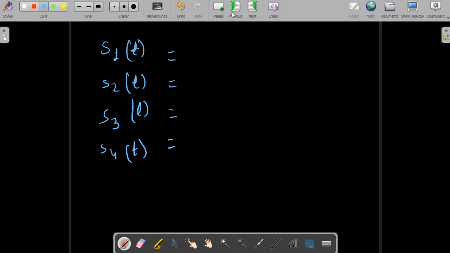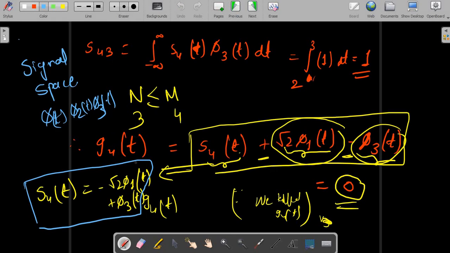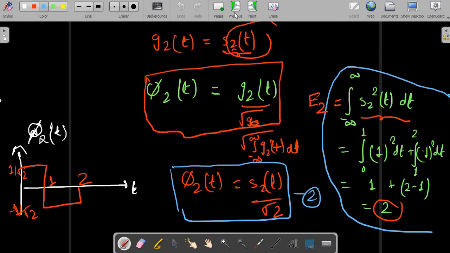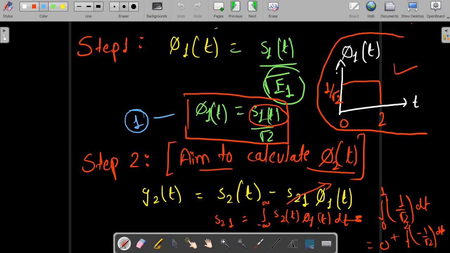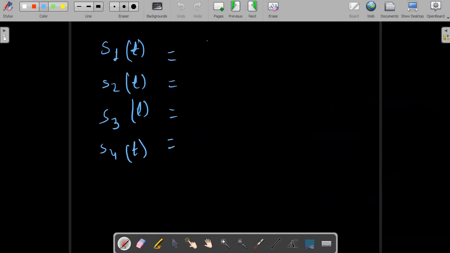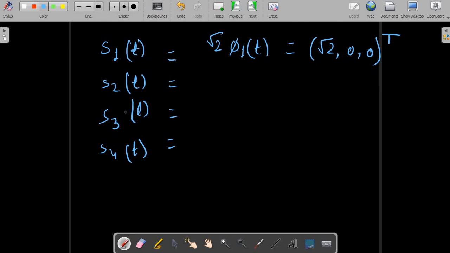We already made boxes of those equations, so let us try from the first one. If you adjust, S1 of t is nothing but root 2 times phi 1 of t. So quickly I am writing S1 of t as root 2 times phi 1 of t. Since we have three basis functions, we can write root 2 comma 0 comma 0, and all the vectors are basically column vectors. Since I am representing in the form of a row, I write the transpose. This is just the notation.